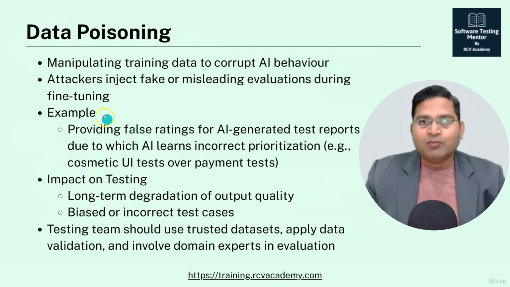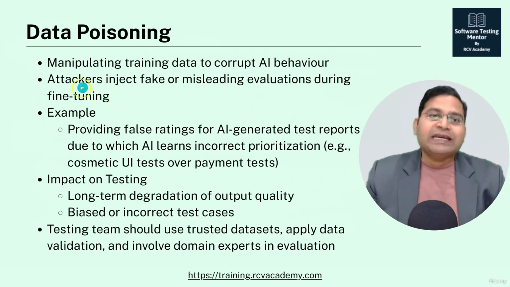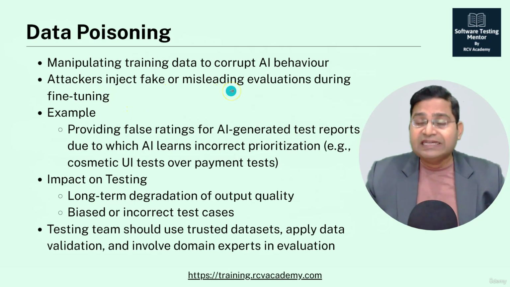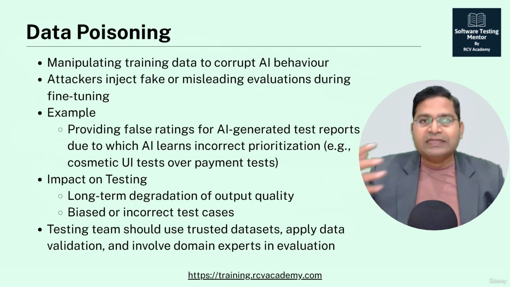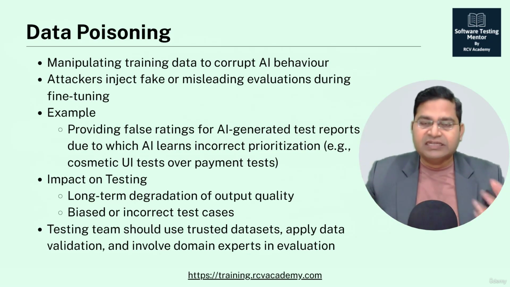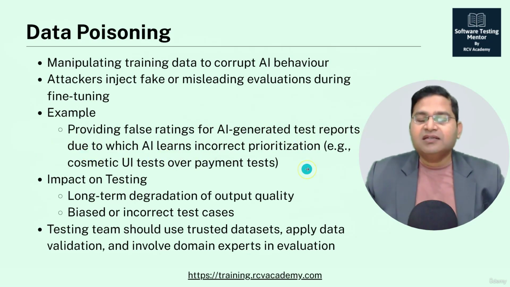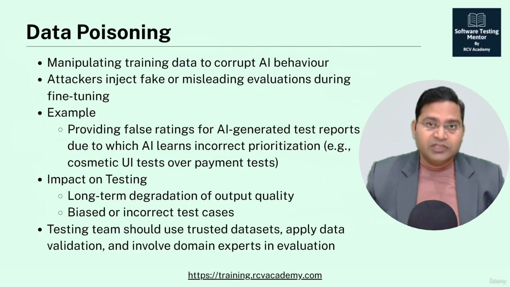Now, what is data poisoning? In data poisoning, attackers inject fake or misleading evaluations during the fine-tuning of the model. When the model training is happening, attackers inject fake or misleading evaluations, and the model then learns from that misleading information, which eventually makes the model unusable, or it's not providing correct information. So for example, providing false ratings for AI-generated test reports, due to which the AI learns incorrect prioritization. That is a possibility.